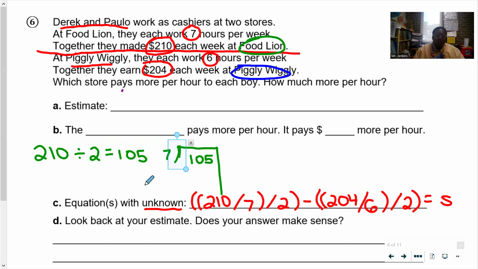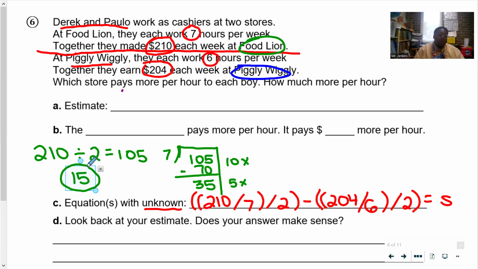Okay. So remember, I'm going to use some easy numbers. I know 7 times 10 is 70. 105 minus 70 is 35. And I know that's a multiplication fact. 7 times 5 is 35. Take away, nothing left over. So I have 10 plus 5. That's $15 per hour per boy at Food Lion.